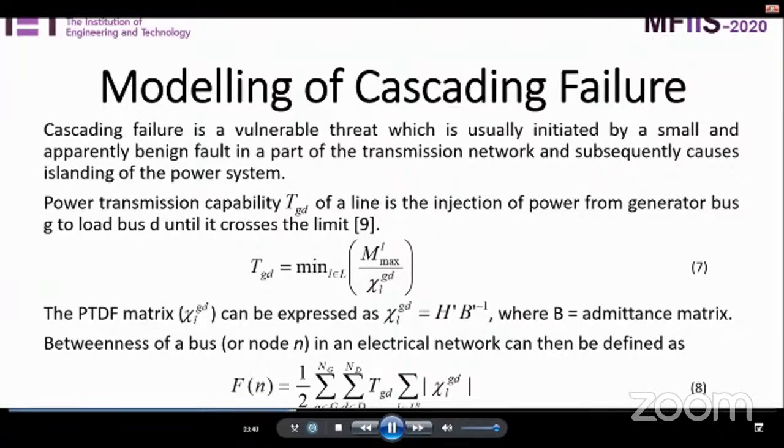Power transmission capability of a line is the injection of power from generation bus G to load bus D, and it is expressed in equation 7. Electrical betweenness quantifies the contribution of a component to power transmission in the whole power grid. In this respect, the elements, namely buses and lines of the power grid, can be ranked according to their criticality. This can be represented in equation number 8.